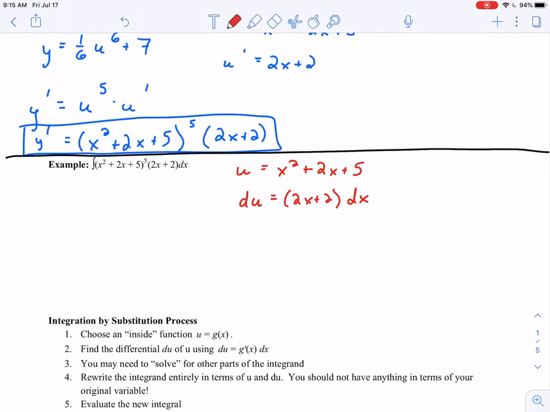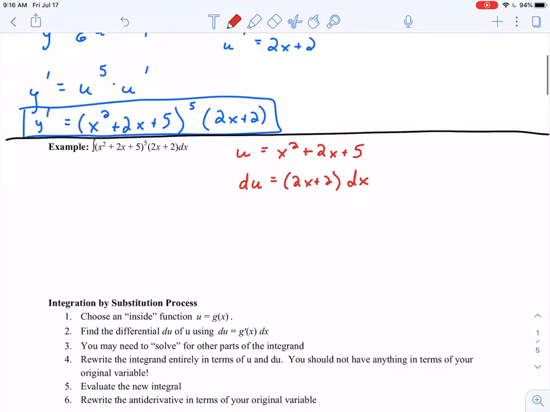In step 3, it says you may need to, quote, solve for other parts of your integrand, so other things that are inside of your integral. And we'll look at some examples where we need to do that. Here we should see, hey, x squared plus 2x plus 5, that is my u, and 2x plus 2 dx, that is my du. So this one works out really nicely. There's no extra algebra that I need to do.